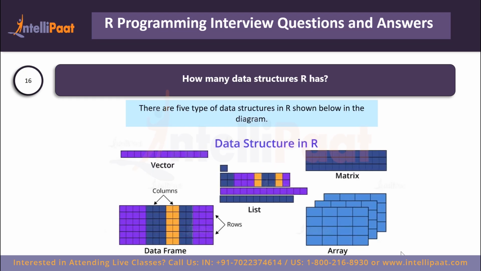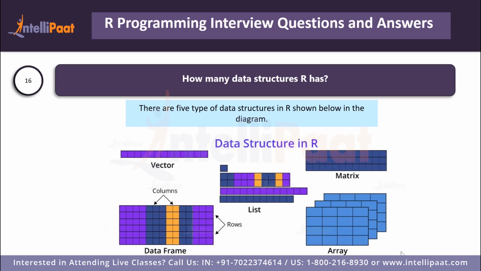How many data structures does R have? So there are 5 types of data structures in R that are shown below in the diagram. So it has vectors, data frame, list, matrix and array. So starting with vector, it is one of the basic data structures in R programming and it is homogeneous in nature, which means that it only contains elements of the same data type, and data types can be numeric, integer, character, complex or logical.